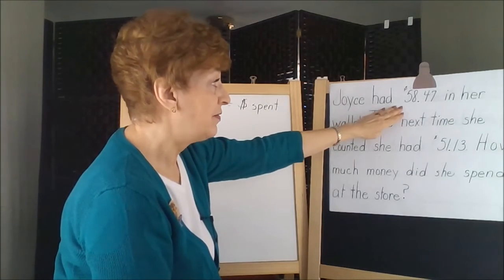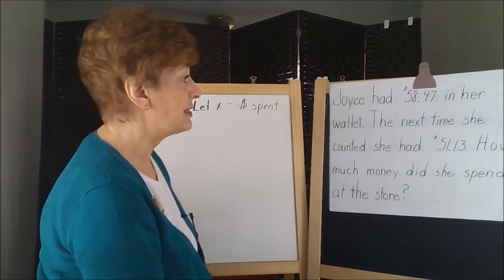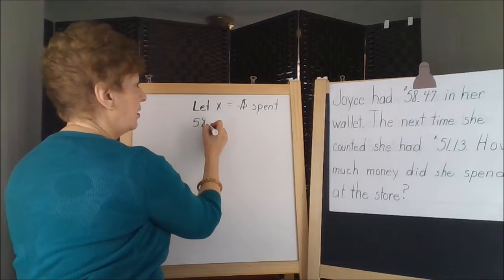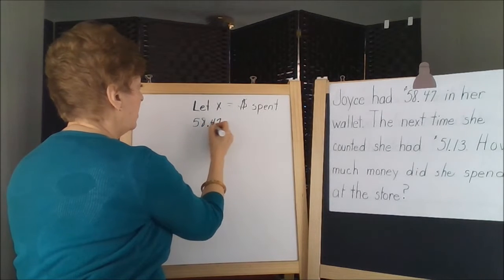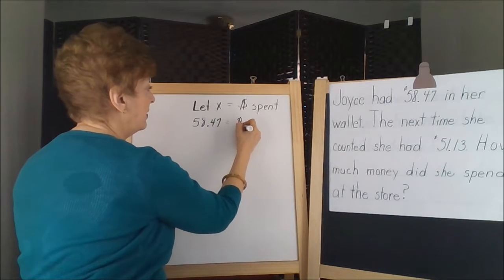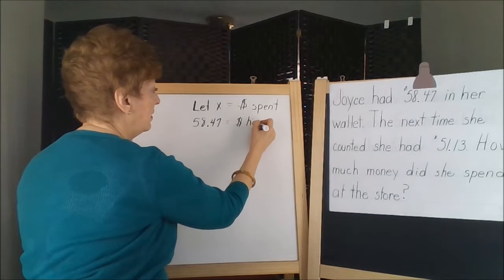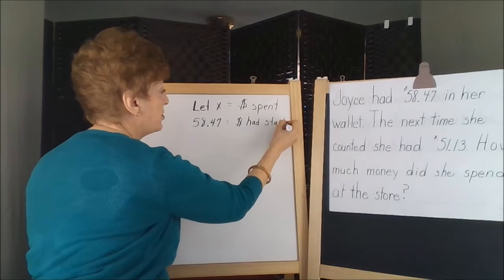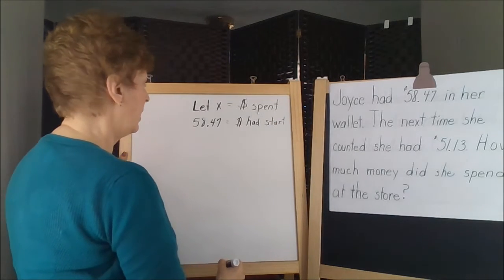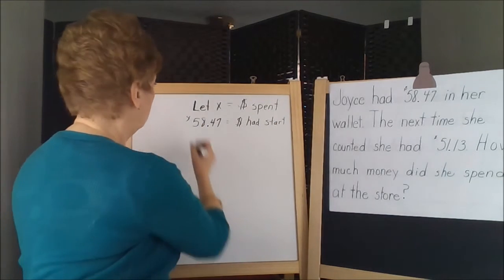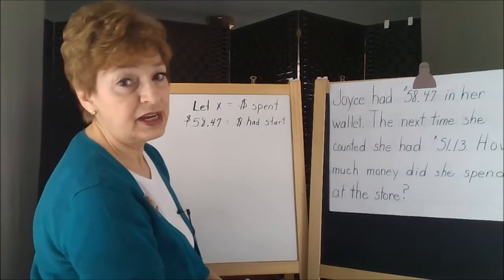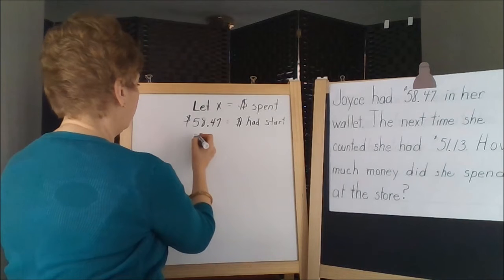Well, she had $58.47. So $58.47 was the money that she had to start. So that would be her start money. And $51.13 was her end money.